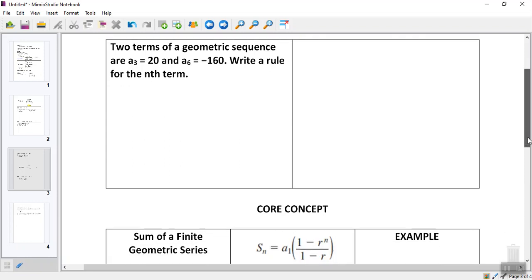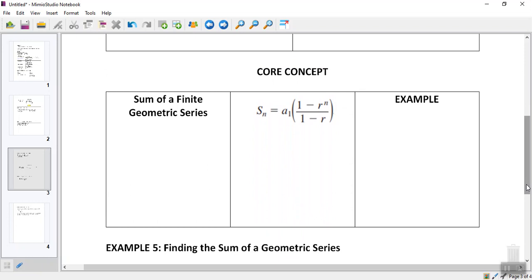Well, let's talk then about this core concept. You remember how we added up the values and we had a formula for arithmetic sequences to say what's the sum of this sequence? Same thing's true of geometric sequences. We can find the sum of a finite geometric series with the following formula. So S of n, the sum of n terms, is going to equal the first term times 1 minus r. What do you reckon r is? Common ratio. n is the number of terms, over 1 minus what?